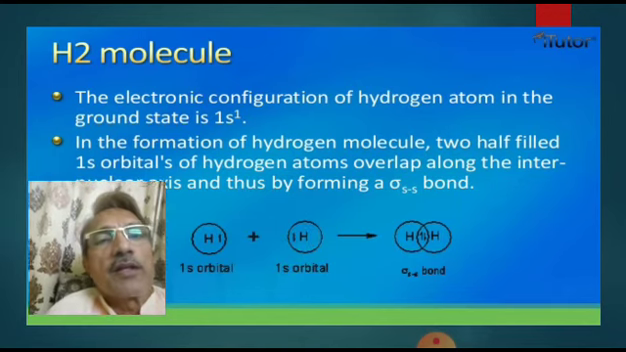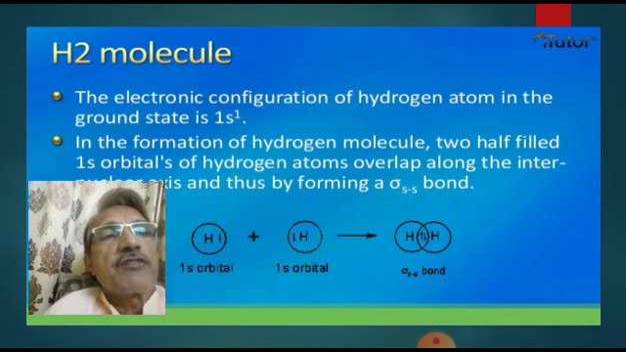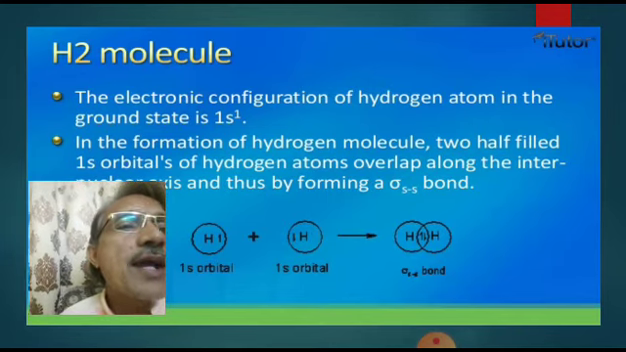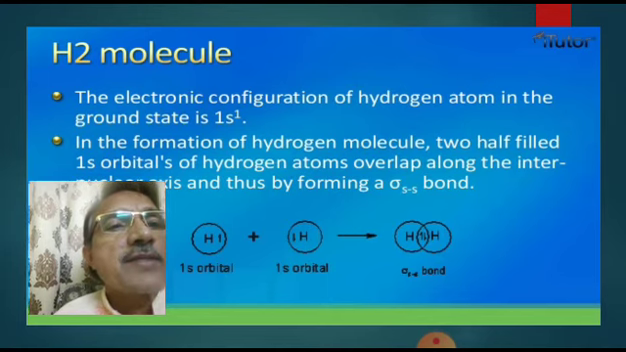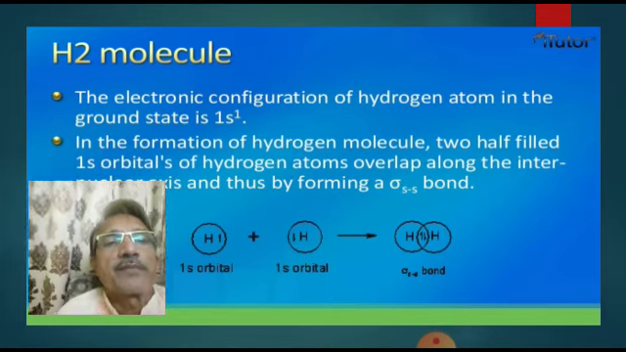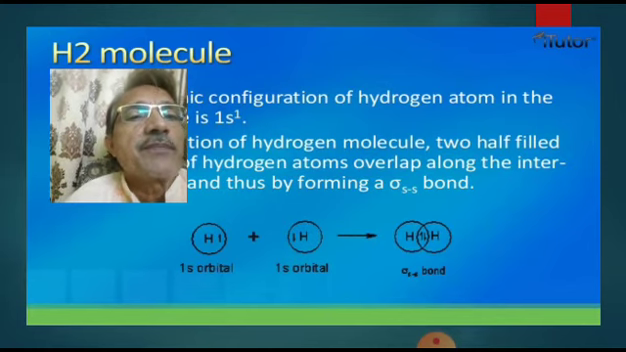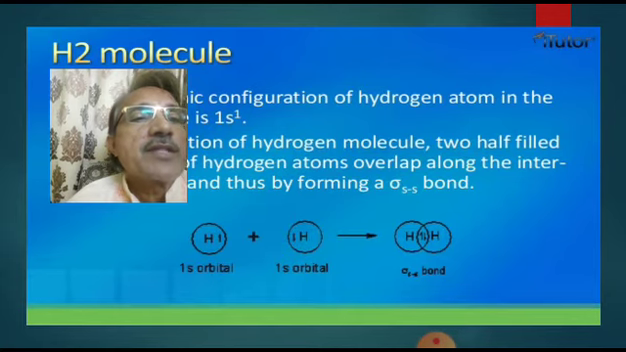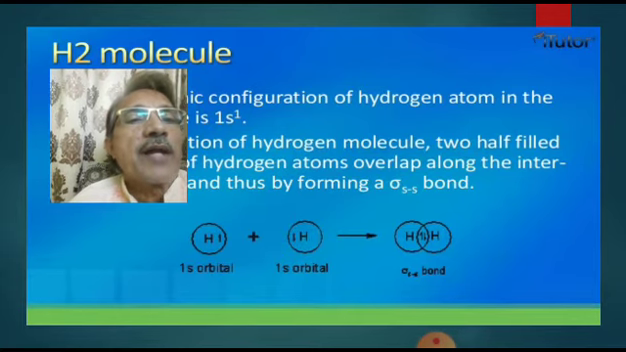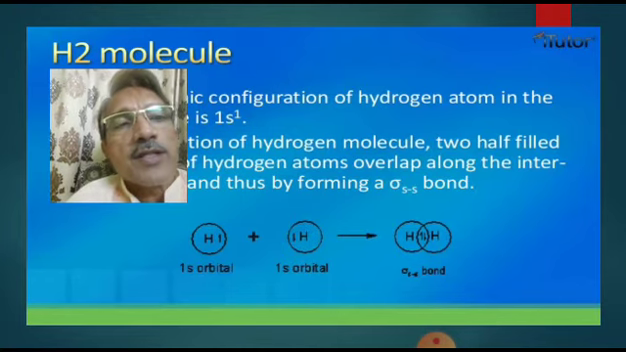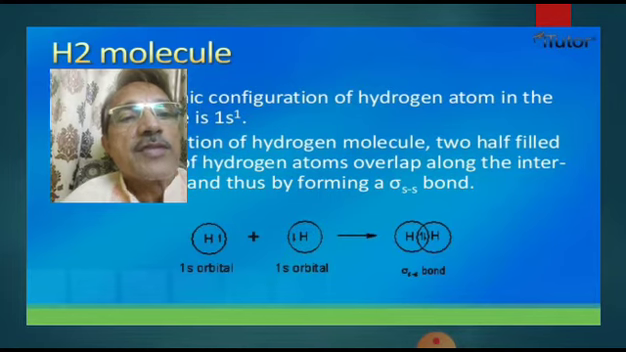Formation of H2 molecule. The electronic configuration of hydrogen atom in the ground state is 1s1. In the formation of hydrogen molecule, two half-filled 1s orbitals of hydrogen atoms overlap along the internuclear axis, thus forming a sigma ss bond. See the formation of sigma ss bond. During the formation of sigma ss bond, the 1s orbital of a hydrogen atom overlaps along the internuclear axis with the 1s orbital of another hydrogen atom, forming a sigma molecular orbital.